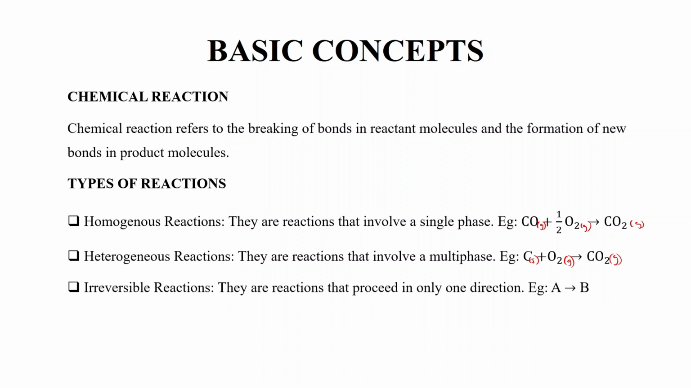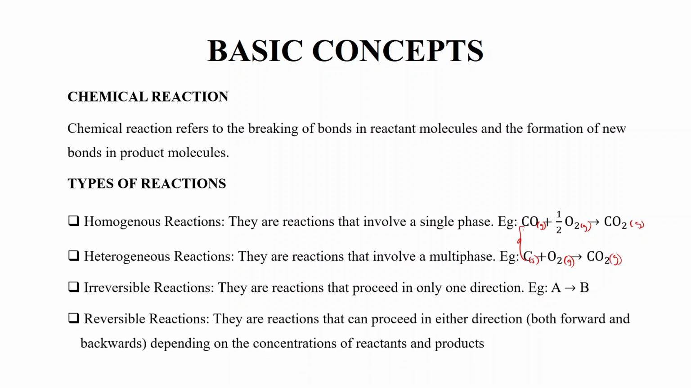Now we also look at irreversible reactions. These are reactions that proceed in only one direction. So when you have a reaction like A going into B, the reaction proceeds in only the forward direction till all the reactants get exhausted. Then the reaction comes to an end or to a completion. So for instance, the reaction we had here, carbon monoxide plus oxygen going to carbon dioxide, is an irreversible reaction. That means it's always carbon monoxide plus oxygen giving carbon dioxide. There is no reverse.